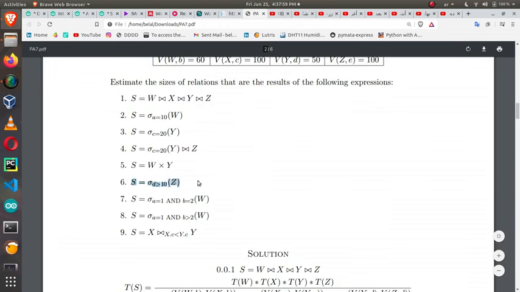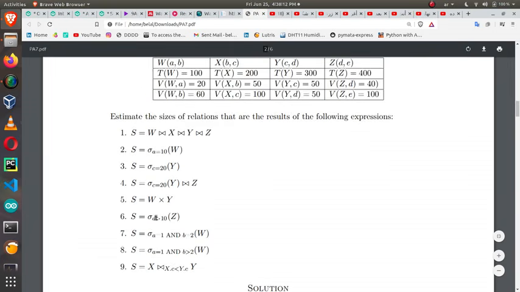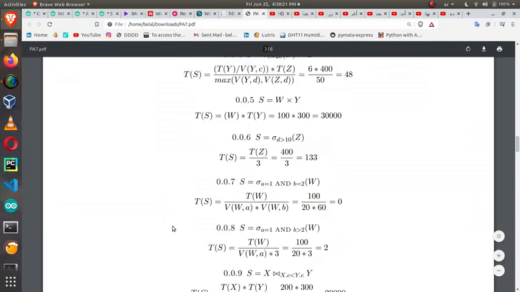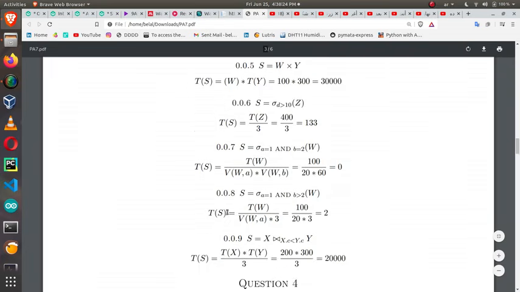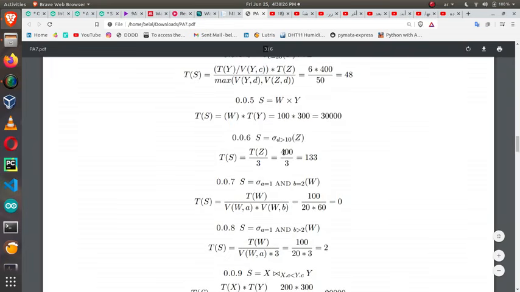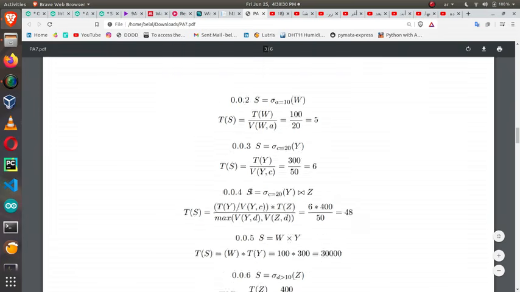Number 6. Select all of the tuples from table Z such that D greater than 10. So T of Z equals T of Z over 2 or over 3. Let's check our answer. Yes, T of Z for 100 tuples over 3 gets us 133 tuples.